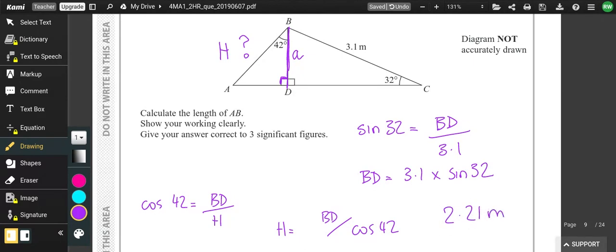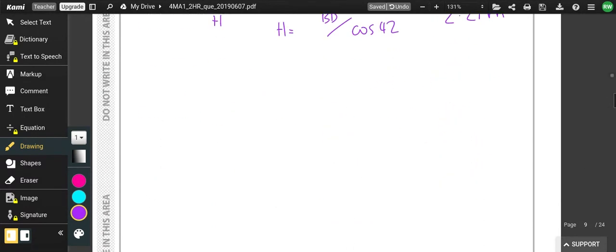2.21 meters to 3 SF. Some of you forgot to round to correct significant figures there.